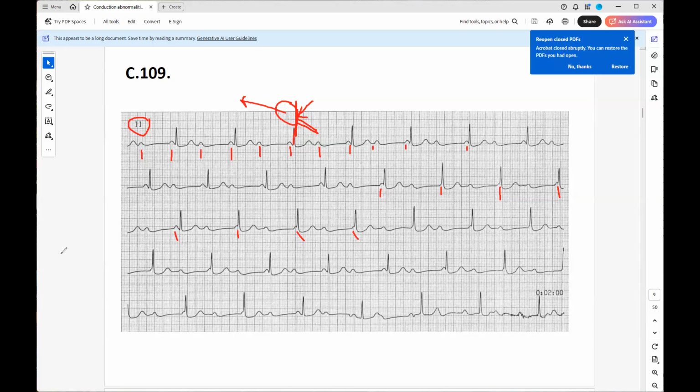Sorry, could you repeat how you found that it was a junctional escape and not a ventricular one? Because the QRS is narrow? Correct. Plus, not only is the QRS narrow, but the T wave is in the same direction as the QRS complex. So it means that the ventricular activation was taking place through the bundle and the repolarization occurs normally. Okay, thank you.